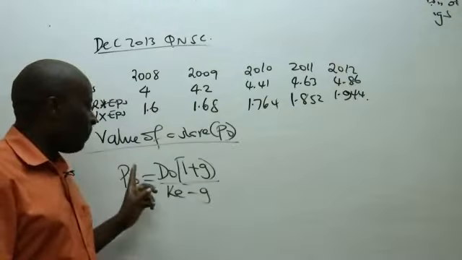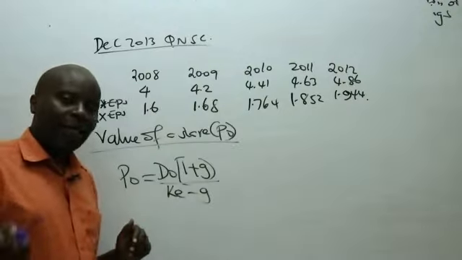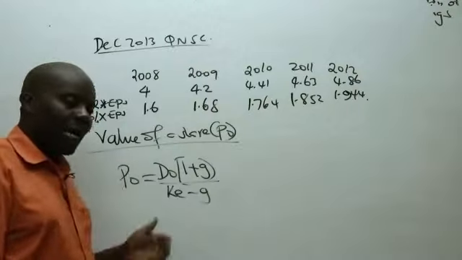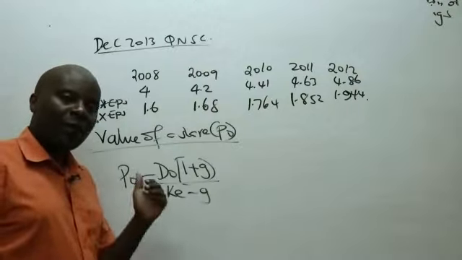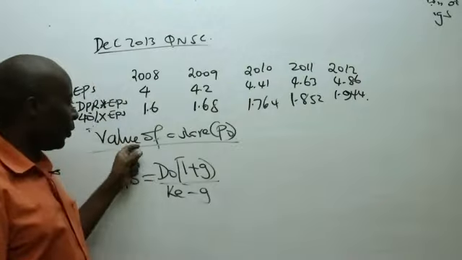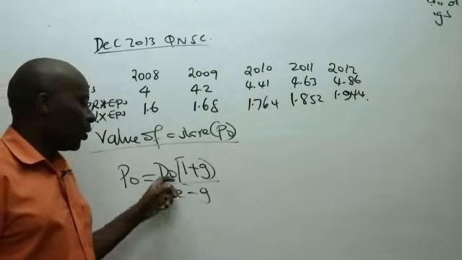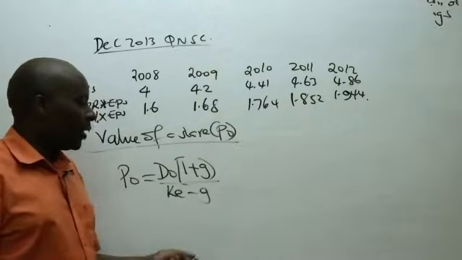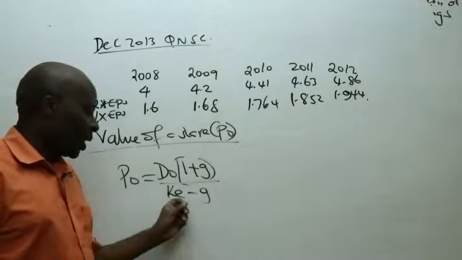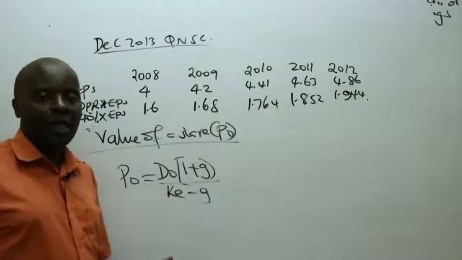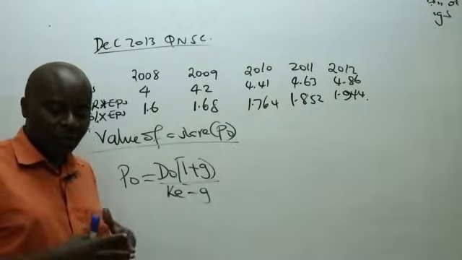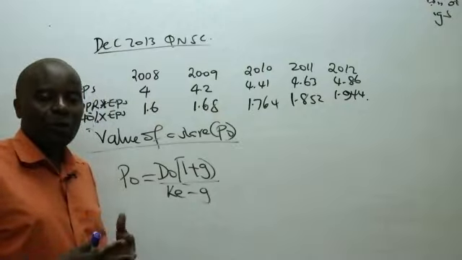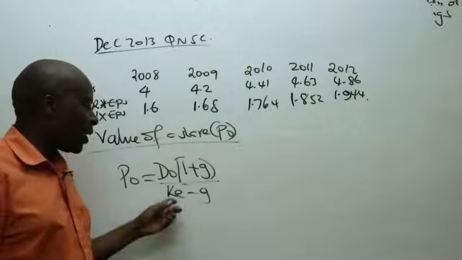Where P0, in real finance terms, stands for the current market price per share. This is the same as value per share. D0 is the current dividend per share. Then we have g, the growth rate. Ke is the cost of equity. In the absence of the cost of equity, use the cost of capital, the required rate of return.